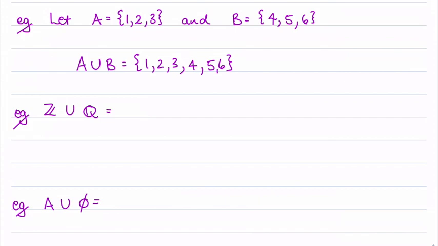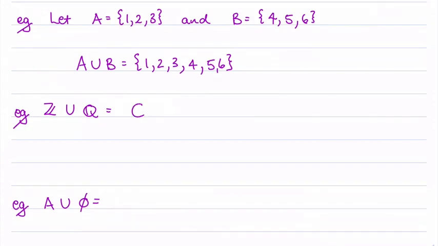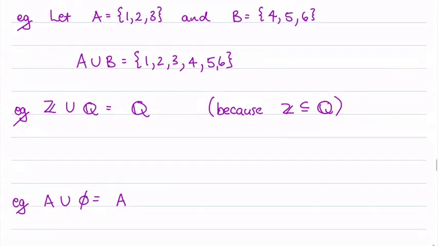Thinking about integers and rational numbers again, if we look at the union of the integers and the rational numbers, that's just going to be the rational numbers. And again, this is because by taking the union with the integers, we're not getting any additional numbers. The rational numbers give us everything we have. So this is because our integers are contained in the rationals. On the other hand, if we take the union of A and the empty set, then we're just going to get A back again, because we're not getting any more elements from the empty set.